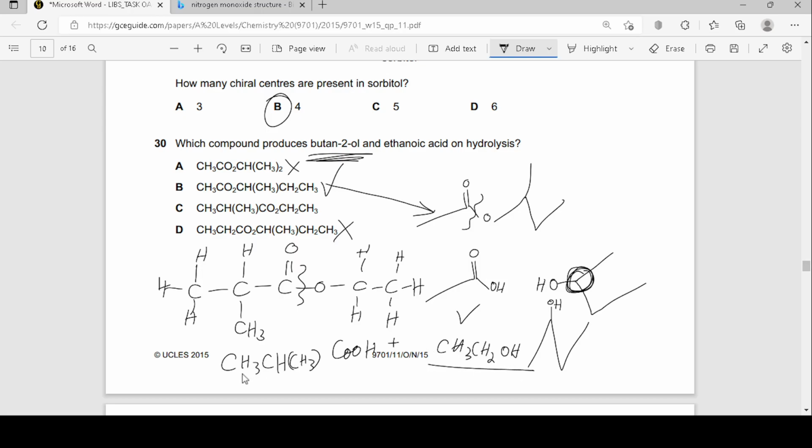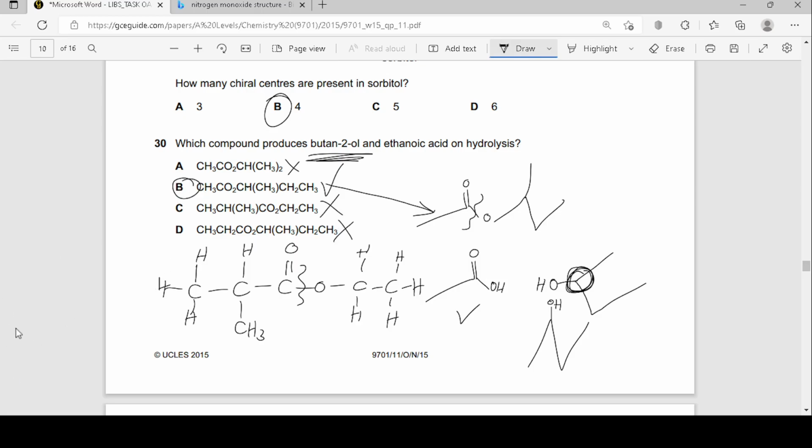So I get butane 1-ol, and I get what is that? 1, 2, 3, OH, CH3. So that's 1, 2, 3. That is ethanoic acid with a branch as well. I don't want to name it, bro. 2-methyl ethanoic acid, whatever. But the point is that you don't get ethanoic acid and butane 2-ol. Alright, so then that is not the answer as well, and my answer is B.